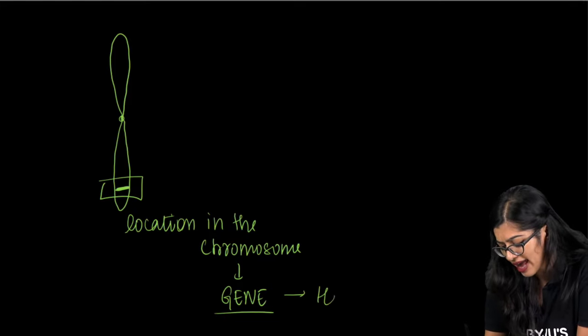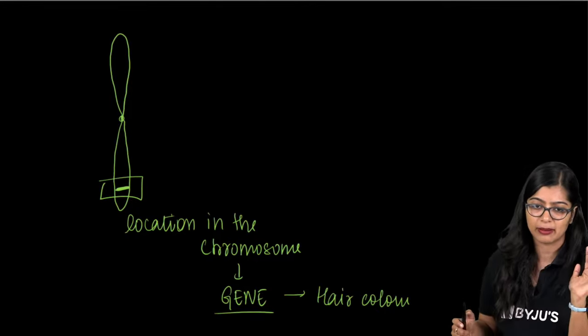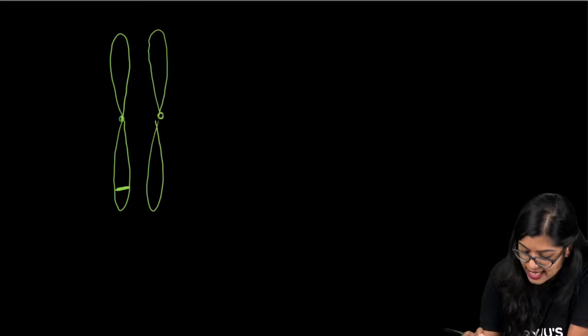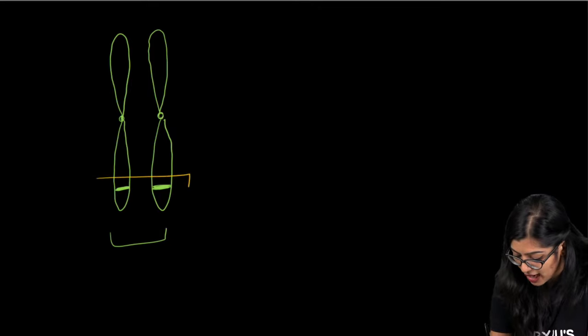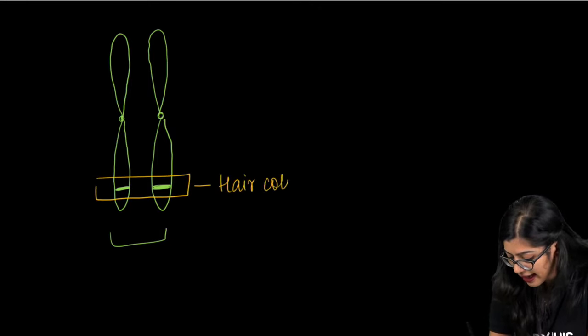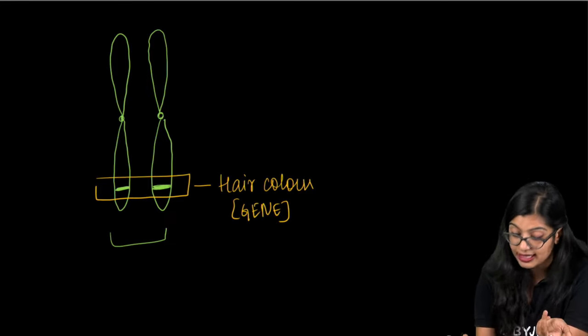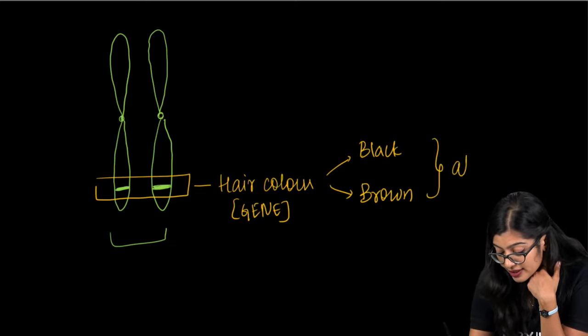Now I told you a gene will code for hair color, eye color, all of these things. But then again, we know that it could be black hair, brown hair, whatever color it may be, right? So let's assume that this is a particular chromosome, right? And we know that in our body, chromosomes occur as pairs, because we have 46 chromosomes or 23 pairs of chromosomes, right? So now we have these chromosomes here with us. In this pair of chromosomes, there will be a certain location, and let's assume that this particular gene is coding for hair color. This is coded by the gene. But we know that there can be alternative forms, right? So we know hair color can either be black hair or it can be brown hair, right? So we see that alternative forms exist.